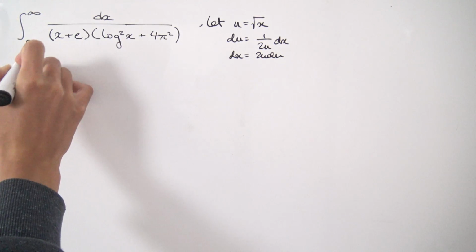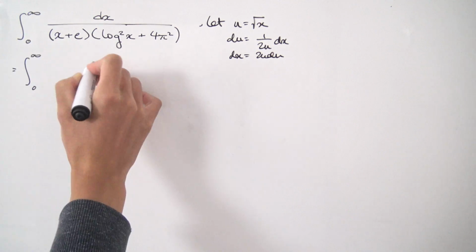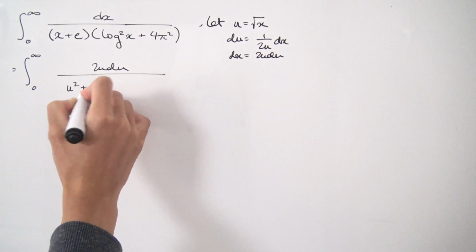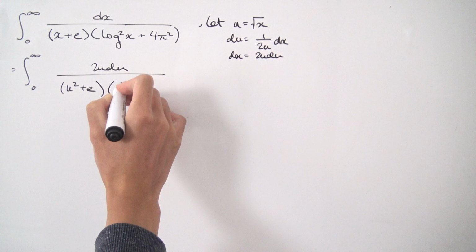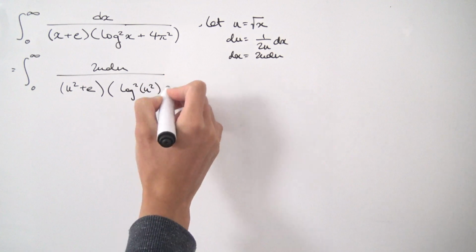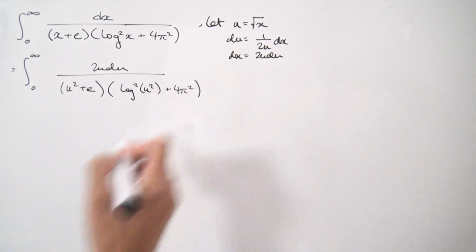So plugging this in, our bounds are unchanged, so it's 0 to infinity. dx becomes 2u du, and then we have u squared plus e, and then we also have log squared of x, so that's going to be log squared of u squared, so let's write that in there. And then we also have plus 4 times pi squared.